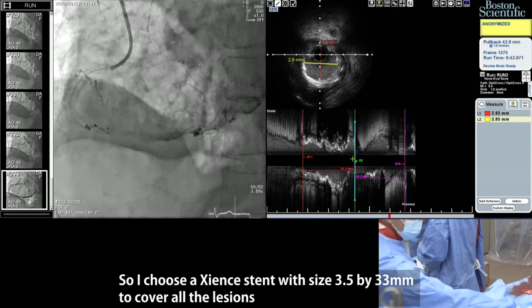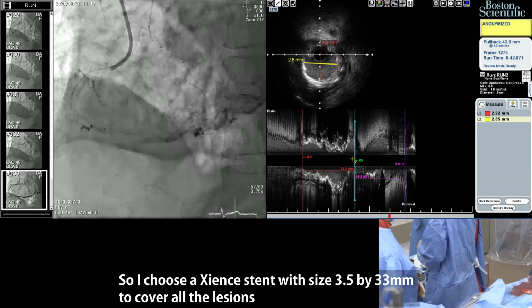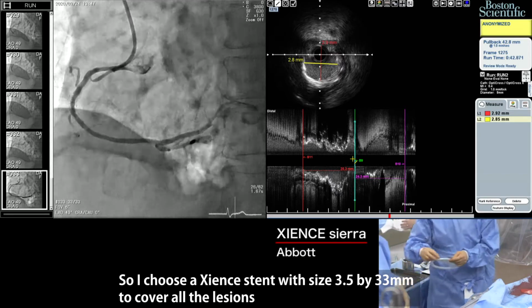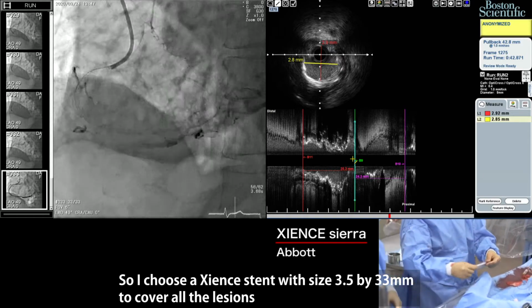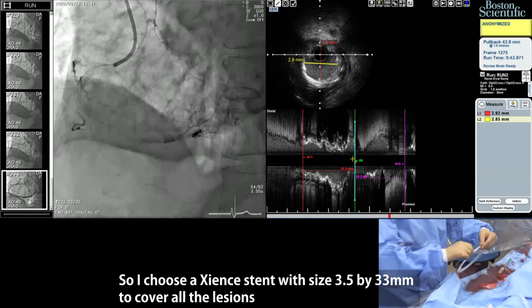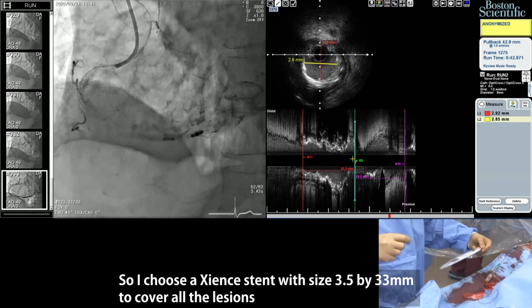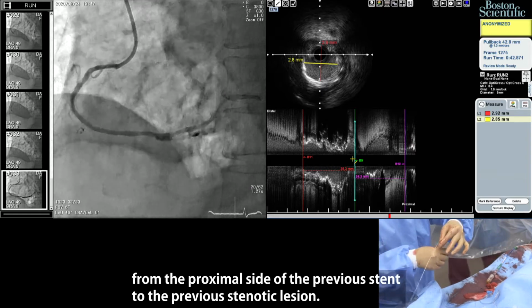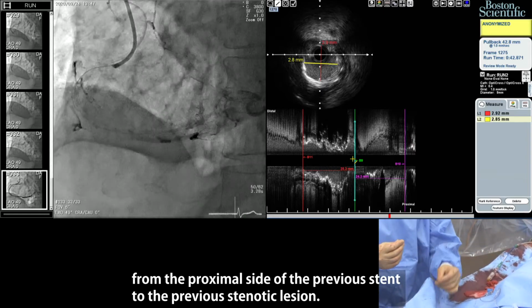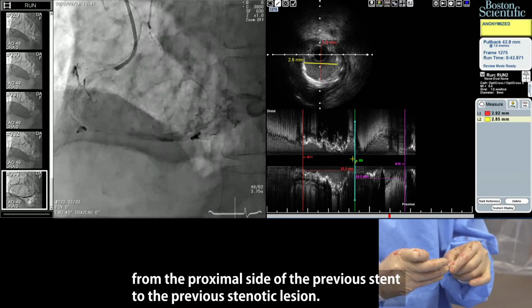So I choose a giant stent with size 3.5 by 33 millimeter. Cover all the region from the proximal side of the previous stent to the previous stenotic region.